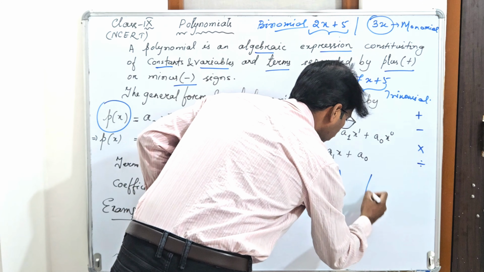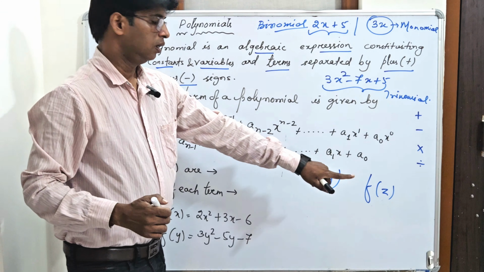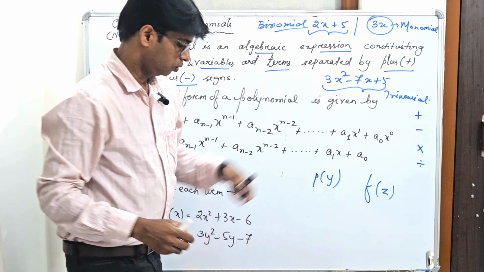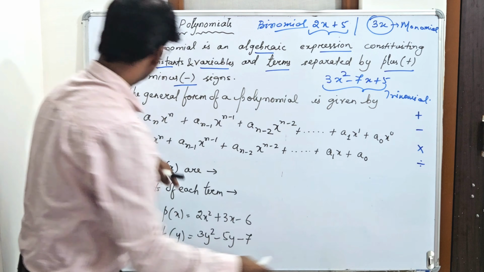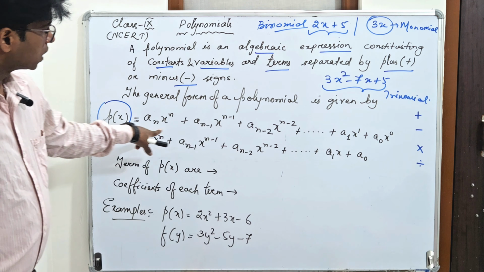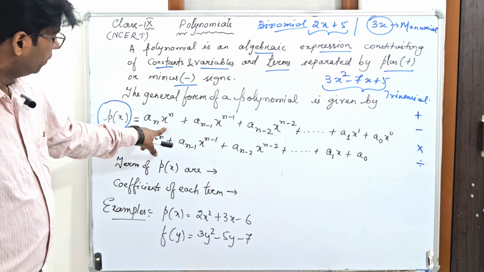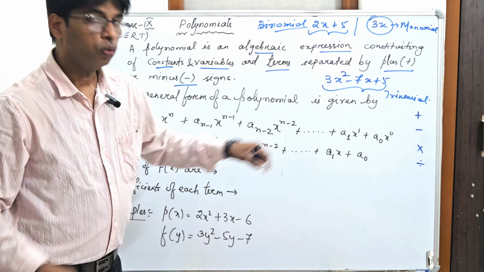And if I say p of z, I can say f of z, so I can say what? It is a polynomial in variable z. Okay, so in this way, whatever variable you write within the bracket, accordingly we will be expressing them. If I would have written p of y, then wherever I have written x, that would have been converted to y.